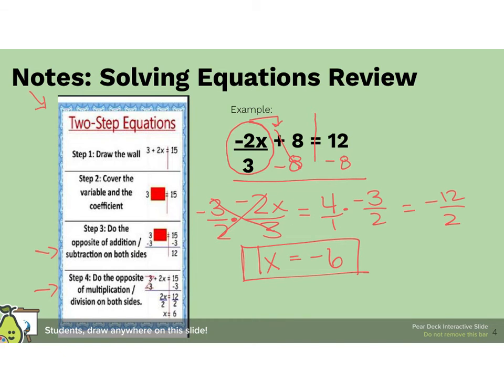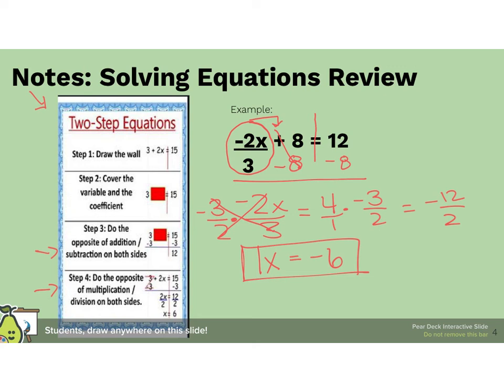So I wanted to give you an example with a fraction so that you would know how to do it if you have them in your practice problems, which I think you might have 1 or 2. So now we're just going to do about 5 practice problems. You're going to solve it. You're going to tell me what the first step was as well.